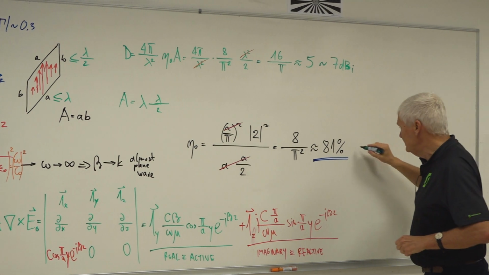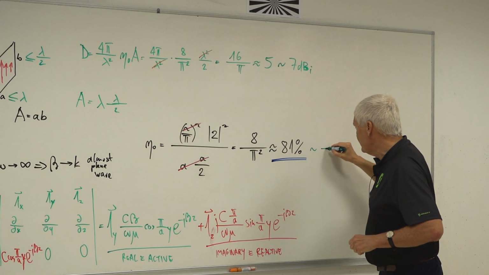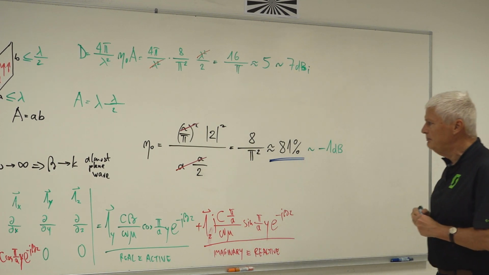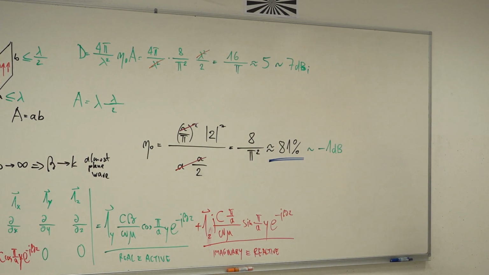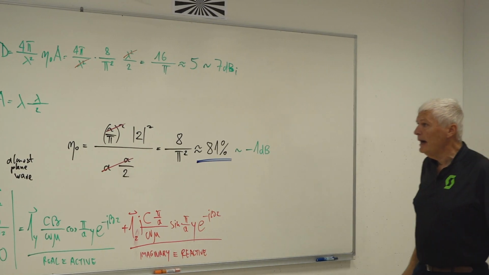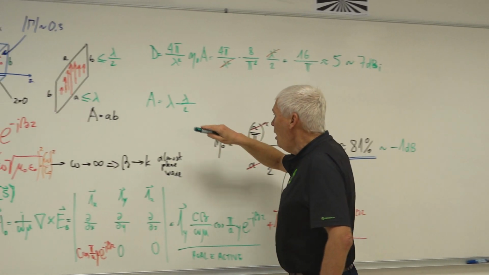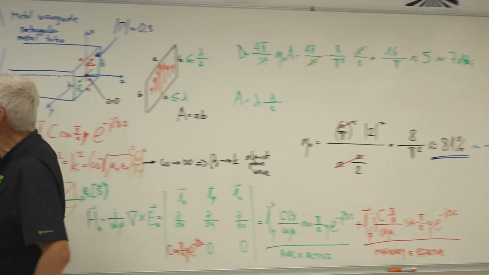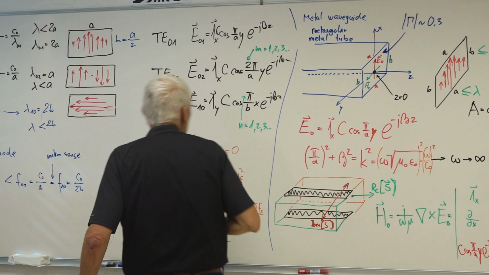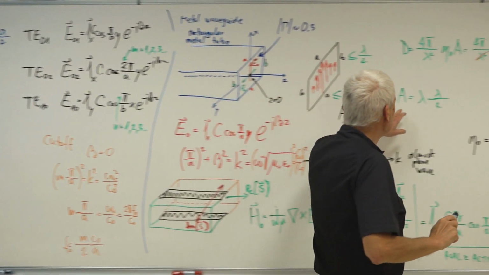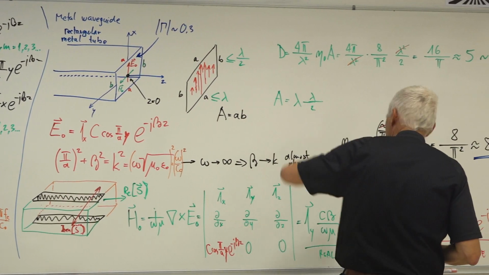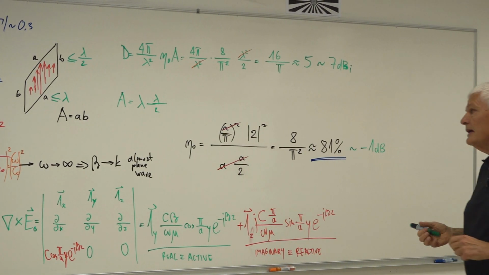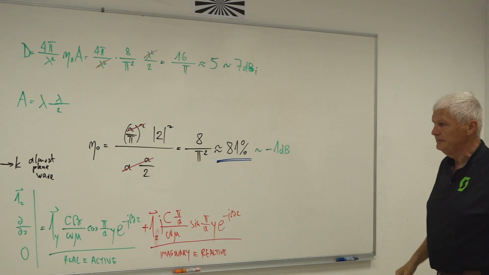I forgot to write this before. 81% is approximately minus 1 dB. I lose 1 dB for the non-uniform illumination of this aperture, and the largest aperture I can afford without incurring higher order modes is this lambda A and lambda half B for conventional waveguides. So this is what I can do with just a single waveguide.